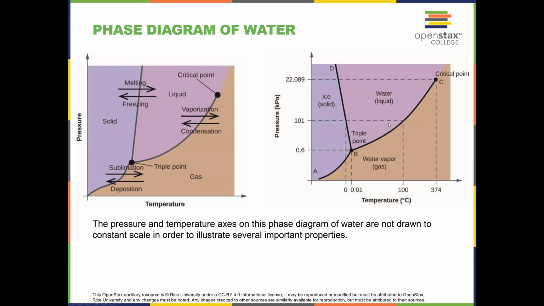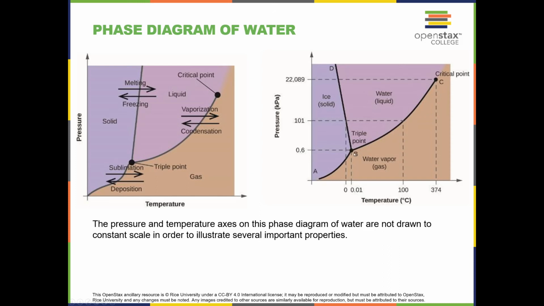All right. If we go down to 0.6 kilopascals, you can see that we would reach the triple point at a temperature of 0.01 degrees Celsius. So just above the typical freezing point of water, we would reach the triple point, but at a very, very low pressure.